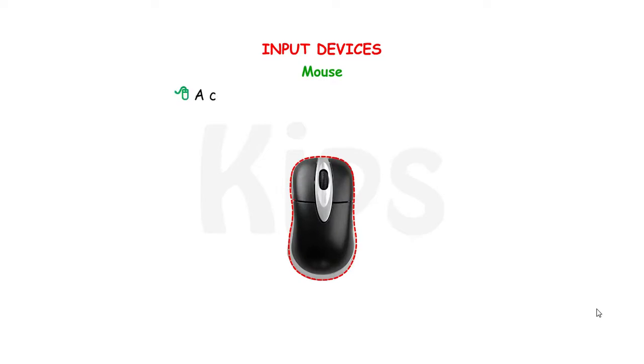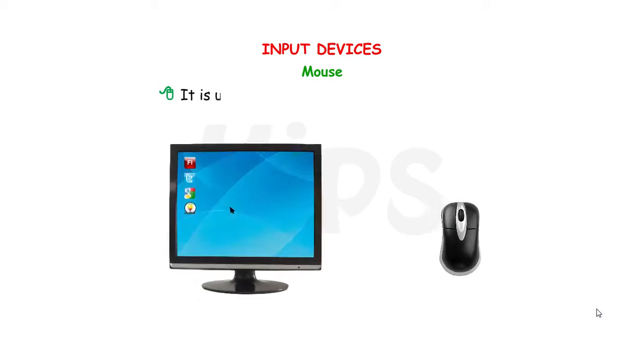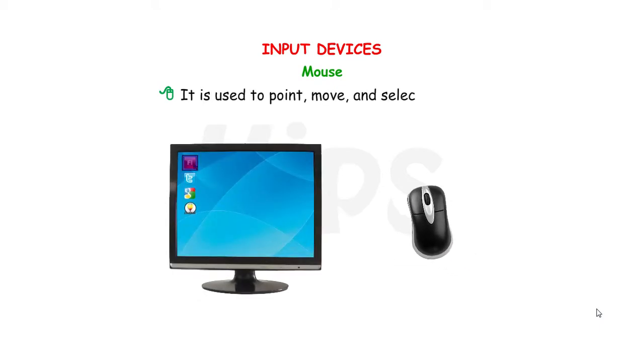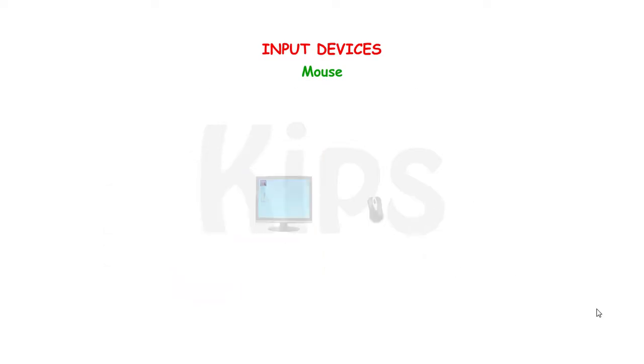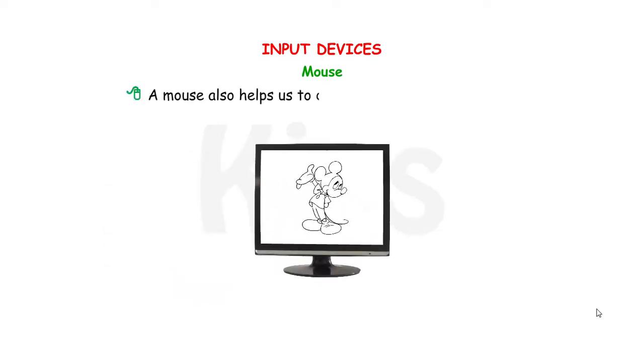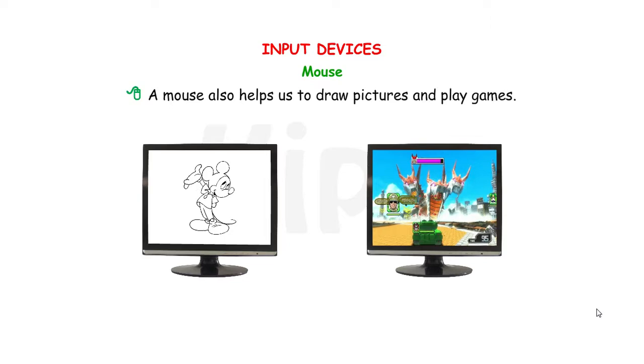Mouse. A computer mouse has two buttons on it. It is used to point, move, and select any item on the computer screen or monitor. A mouse also helps us to draw pictures and play games.